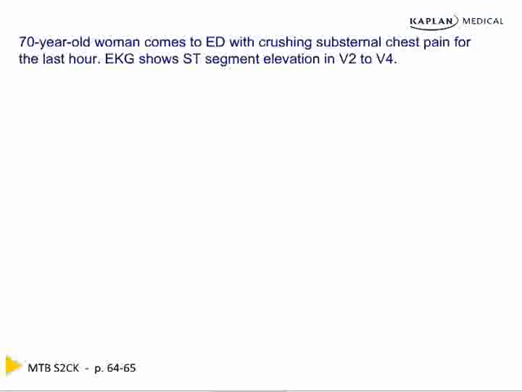Seems like our 70-year-old lady is back in the emergency room again with crushing substernal chest pain. She's got that bad prognostic finding of ST segment elevation. Now what do you want to do about it?